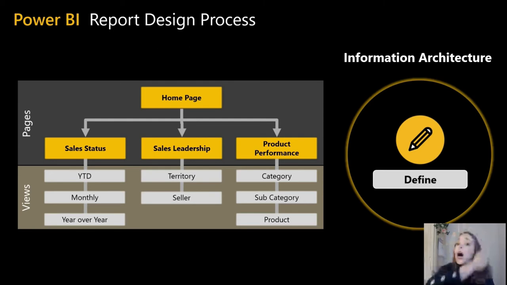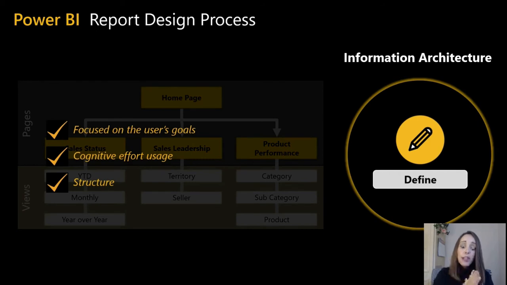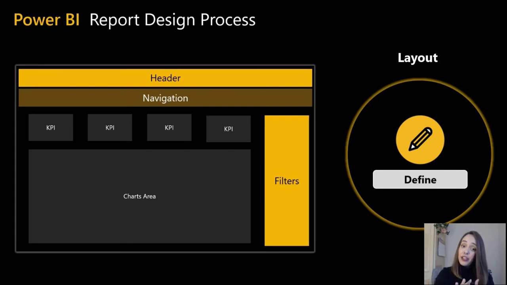So we decided how many pages we are going to build and the different views for each one of those pages. We want to have the right information in the right pages, and we also don't want our users to be overwhelmed, and so we built these views inside those pages. What each page will look like specifically, you're probably asking, we are going to get there in the next slide. So as a summary for this slide: focus on the user's goals, focus on cognitive effort, focus on the structure of your information.